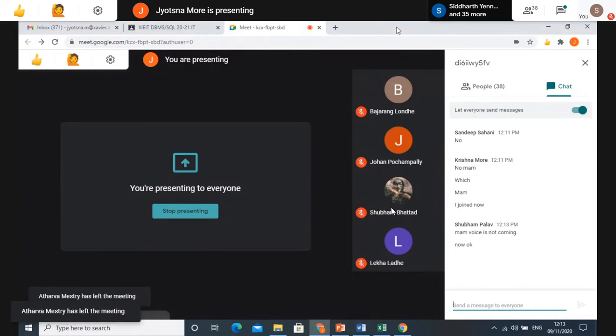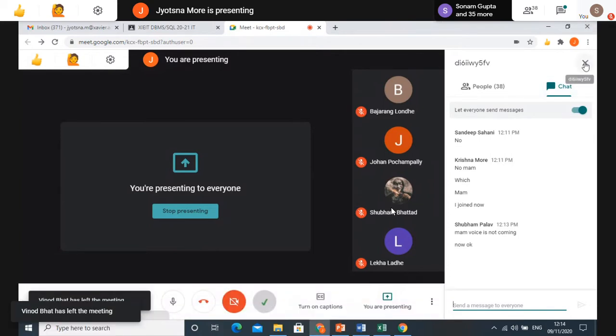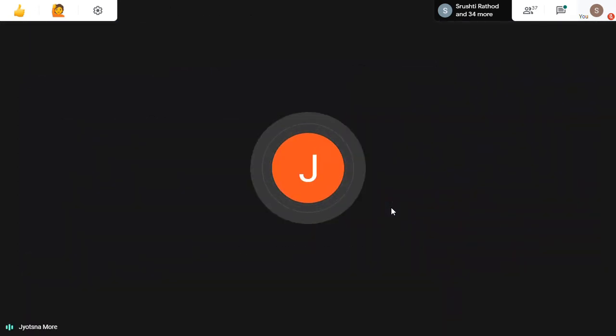We will solve in the same way, the way we have solved the previous example, and all the normalization sums you have to solve in this way only. Fine. So first, all of you write down the candidate key present in the dependency diagram.